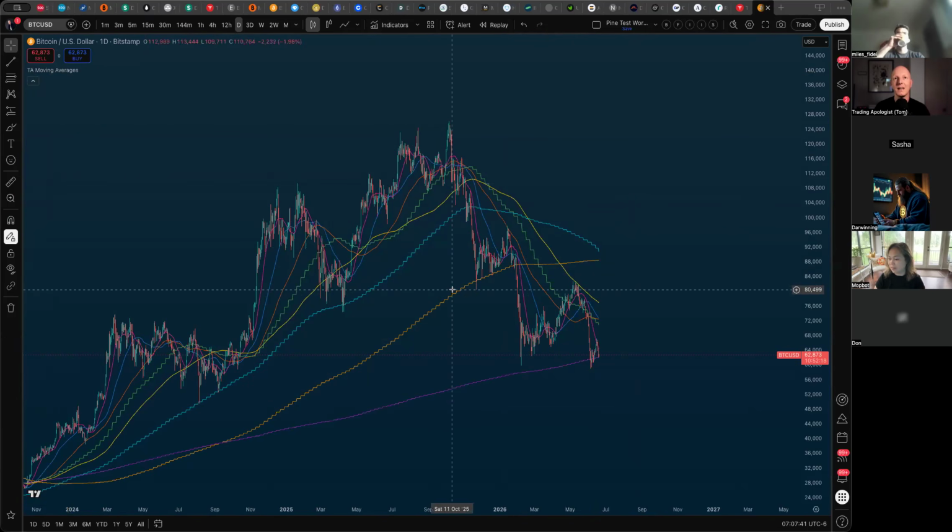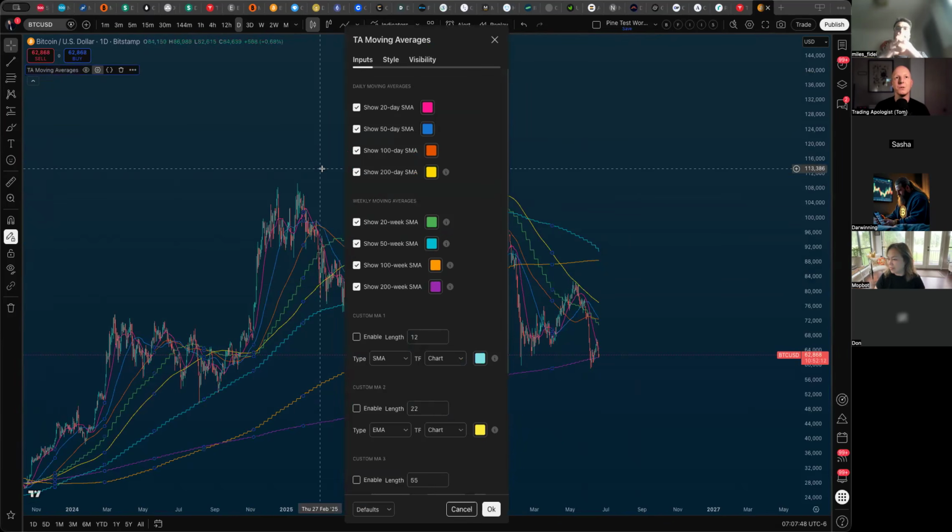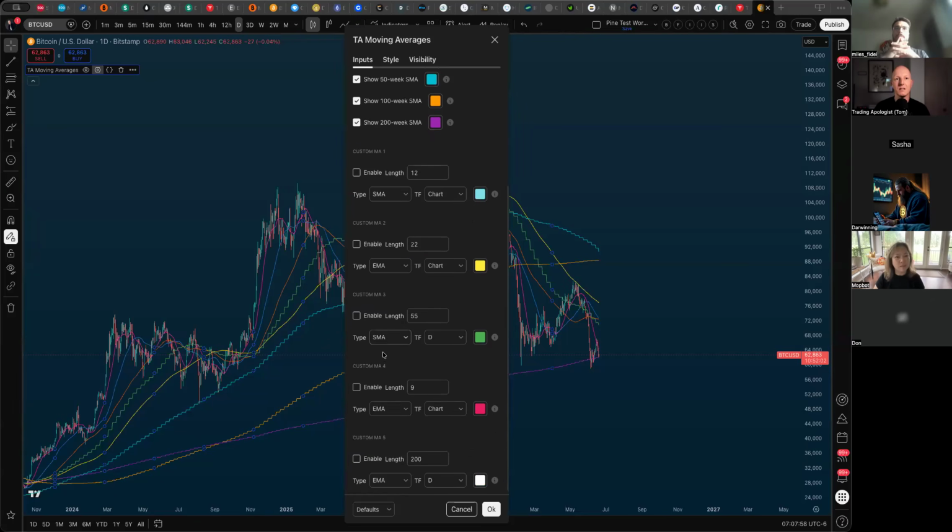This will come with the 8 most common moving averages right here, but it's not intended to keep all of those on at once. So you will go to settings and it has your daily moving averages here, your weekly moving averages. These are all SMAs. And then you can also program custom moving averages here.